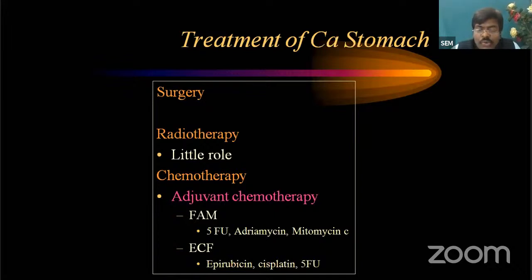You have to see the echo and the patient's ejection fraction. With 5-fluorouracil, you have to give some folic acid rescue, otherwise you may have trouble. There are important side effects and important pre-chemotherapy investigations you have to understand, but when we discuss chemotherapy as a whole, we'll discuss later. The ECF is epirubicin, cisplatin. Cisplatin is a very common drug we use for GI malignancy.